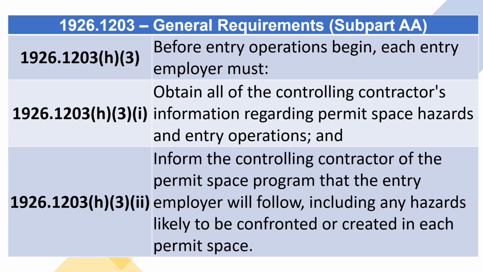1926.1203(h)(3). Before entry operations begin, each entry employer must obtain all of the controlling contractor's information regarding permit space hazards and entry operations, and inform the controlling contractor of the permit space program that the entry employer will follow, including any hazards likely to be confronted or created in each permit space.